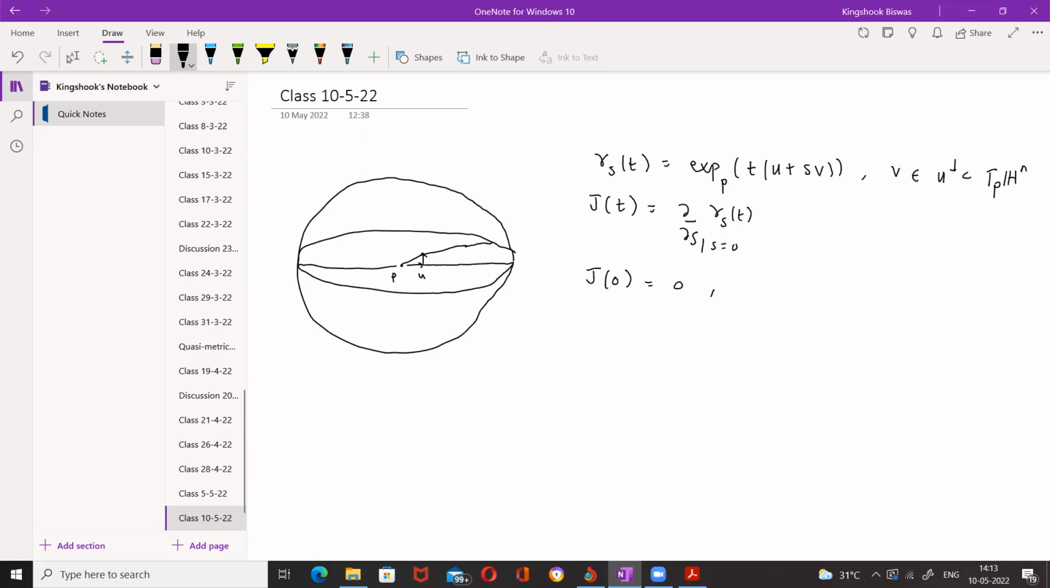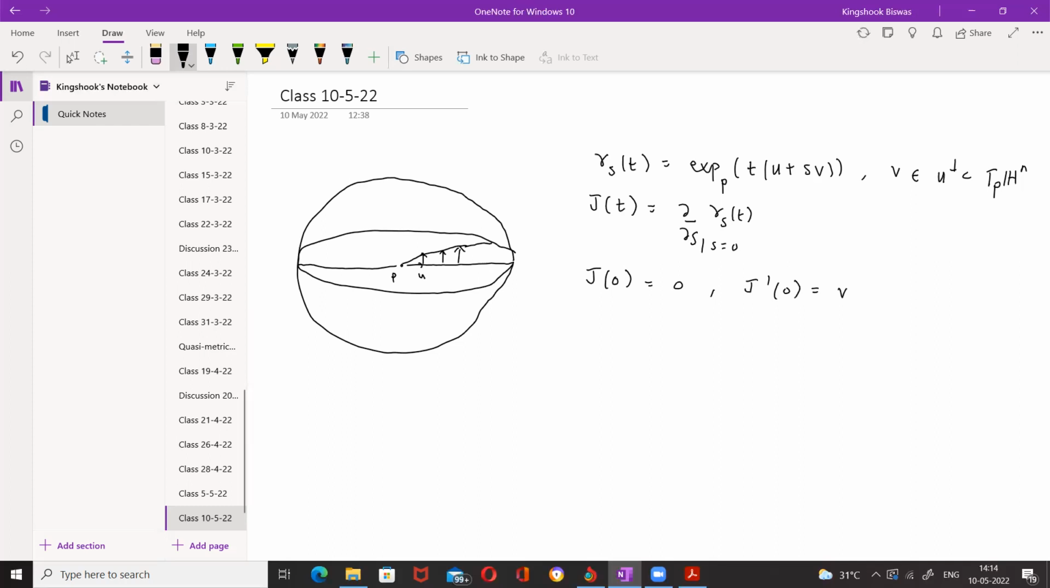And as we've seen before, J prime 0 is V. Is this clear? Yes, we've done this calculation a few times before, right? You remember this? Okay. All right. So what happens? How do we calculate the norm of this Jacobi field?